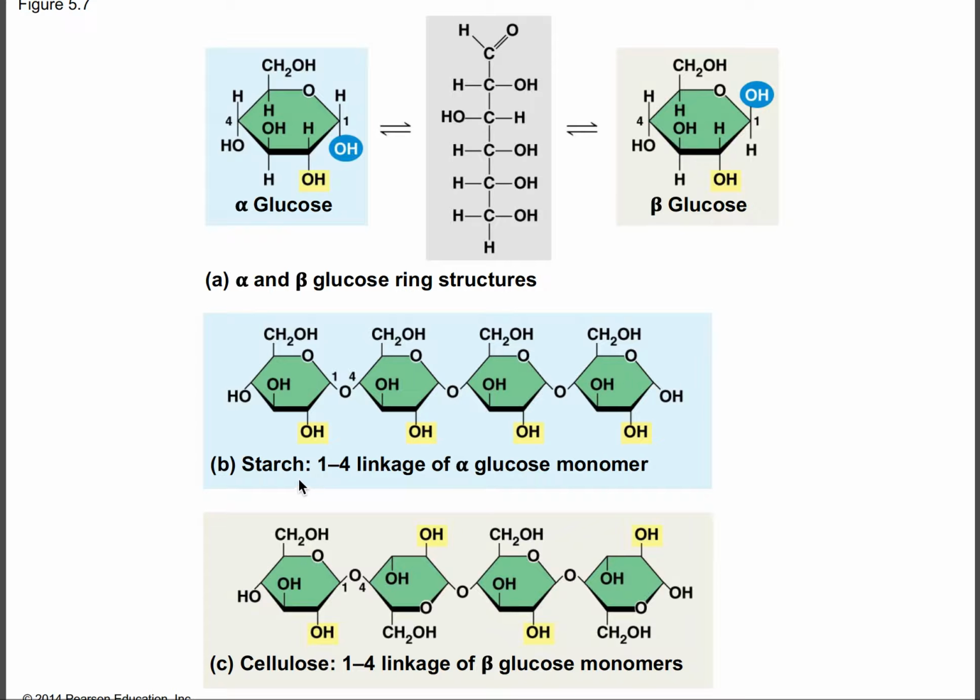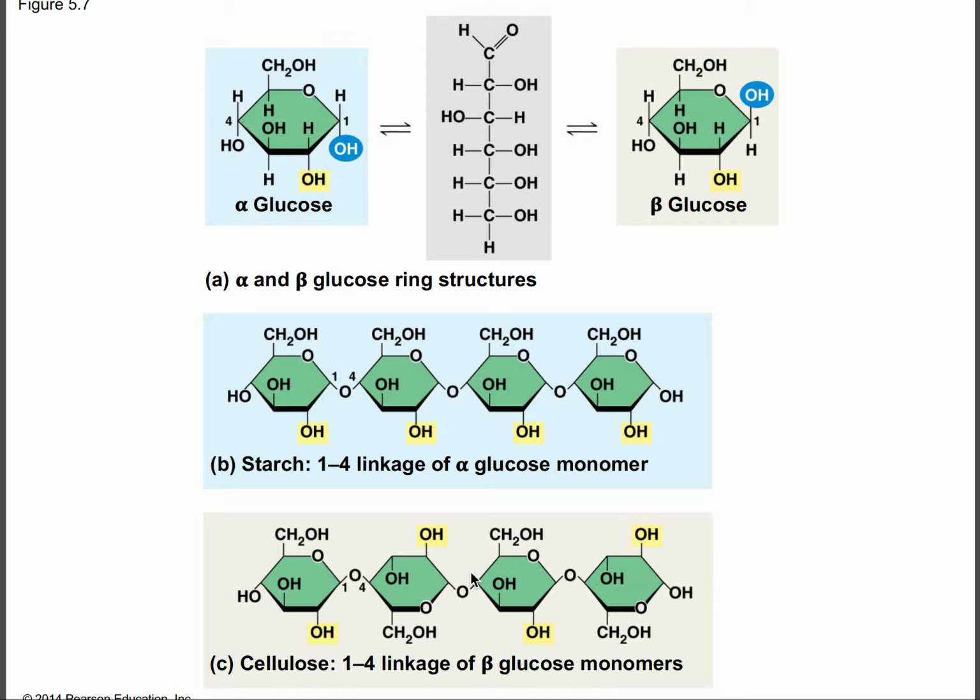So looking down at the bottom, a starch is going to have these 1,4 linkages, and they are going to be all in the alpha glucose position. So all of the OHs are going to be towards us if this were in space, which is the alpha position. When you look at cellulose, this is not the case. Cellulose has a 1,4 linkage of beta glucose monomers. And you can see that here you have an OH, and then here's your opposite OH.